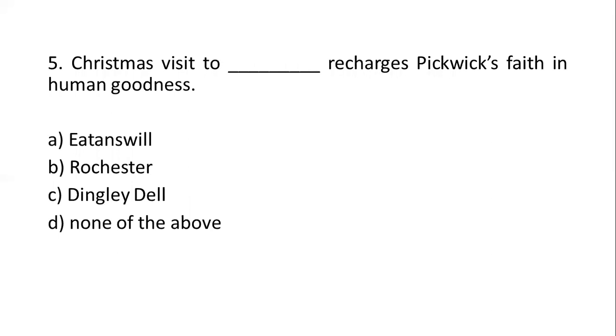Now, Christmas visit to a particular place recharges Pickwick's faith in human goodness. Which is that place? It is very special. In fact, in the novel, we have this place equated with Eden. Eatanswill, Rochester, Dingley Dell, or none of the above? It is Dingley Dell. So we come to the end of session 40.